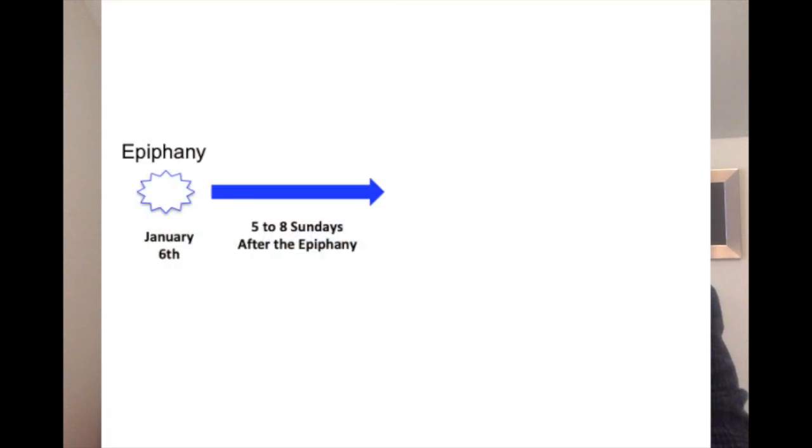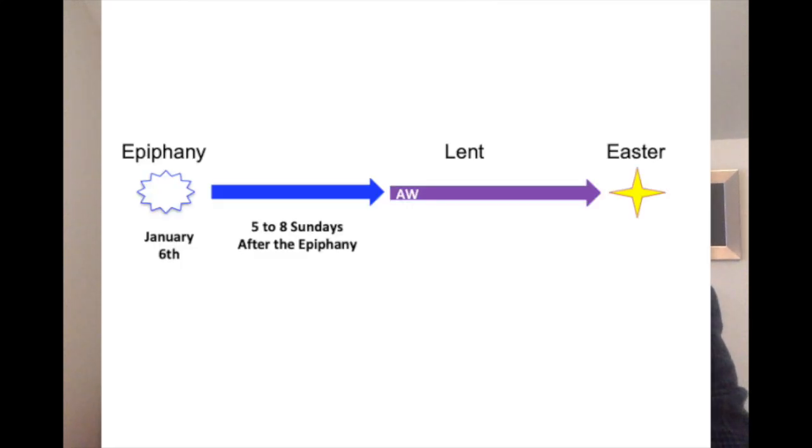Following Epiphany on January 6th is the season of Epiphany, or Epiphany Tide, and it can last anywhere from 5 to 8 Sundays. At the end of Epiphany, after the last Sunday of Epiphany, that Wednesday begins Lent on Ash Wednesday. Lent is always the exact same duration. It's always 6 Sundays prior to Easter.